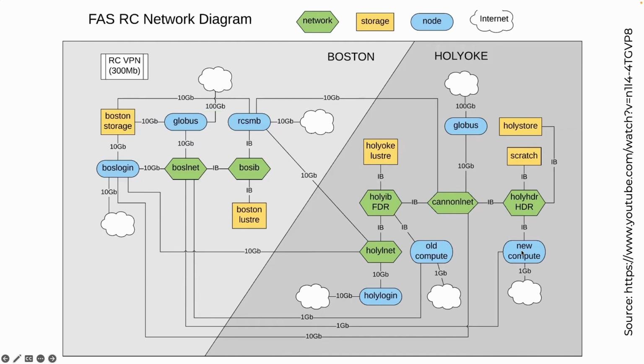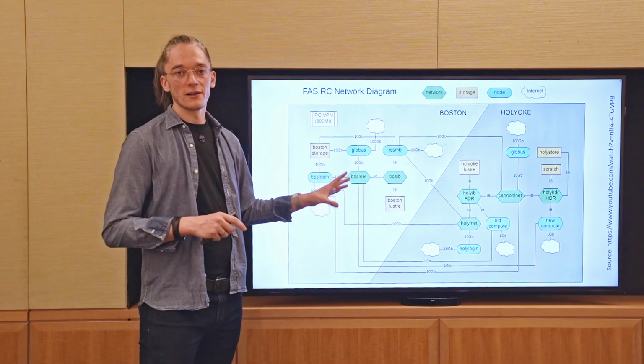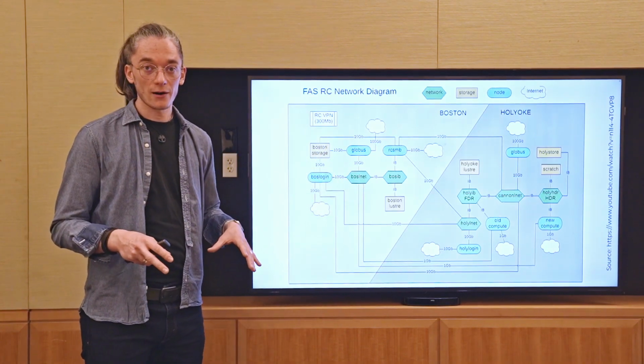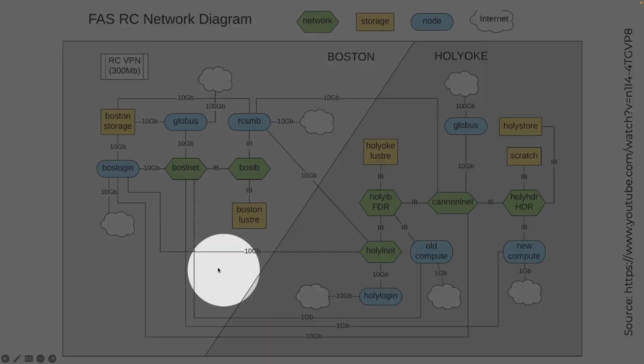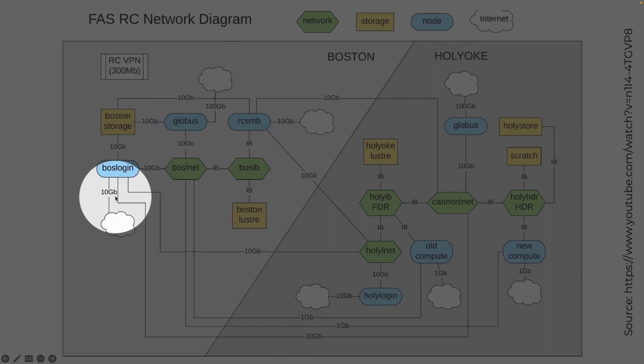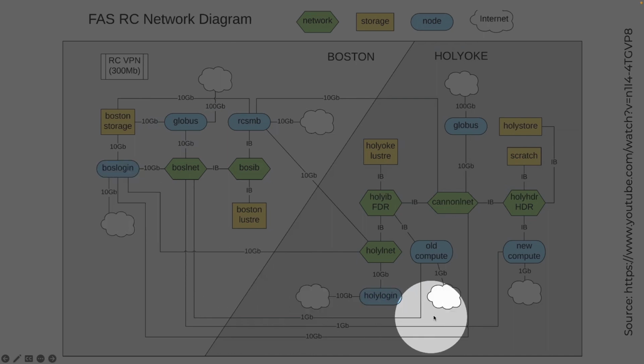Now, this is very important because depending on where these elements and nodes are, they have different network performances. For example, as you see here, most of these outside connections are connected with a 10 gigabit connection to the internet.